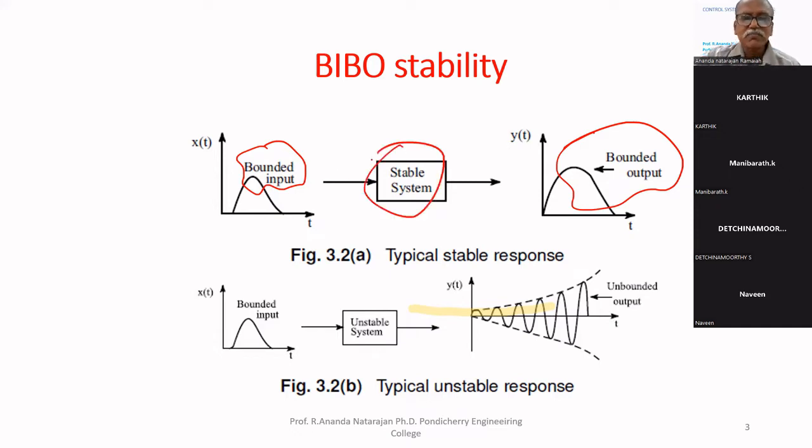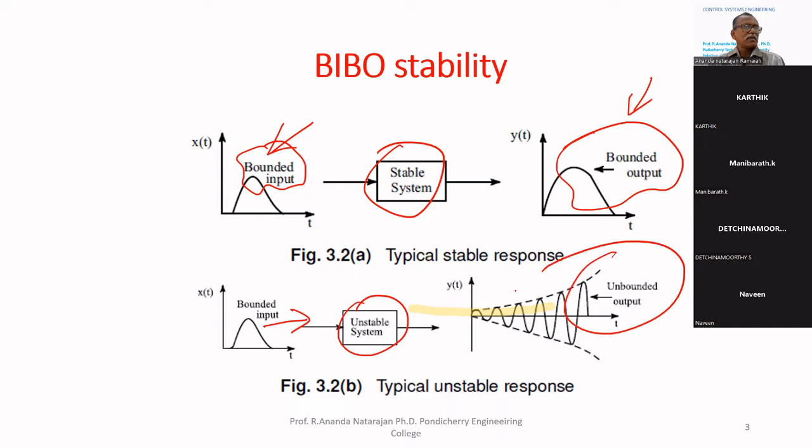For a stable system, if I give a bounded input, it gives a bounded output. Then the system is said to be stable. If I have an unstable system and give a bounded input, it gives an unbounded output, because the system is unstable. Therefore, it is an unstable system.